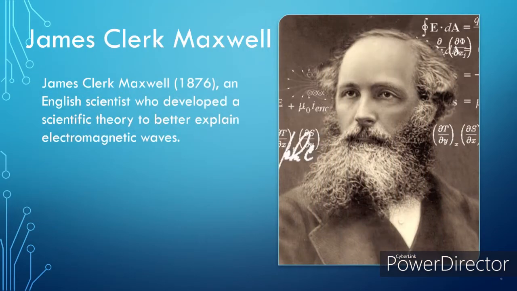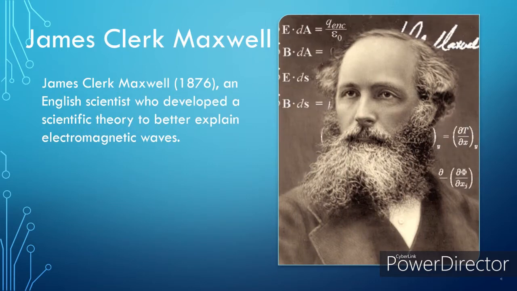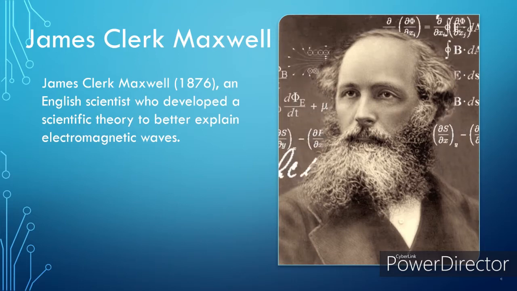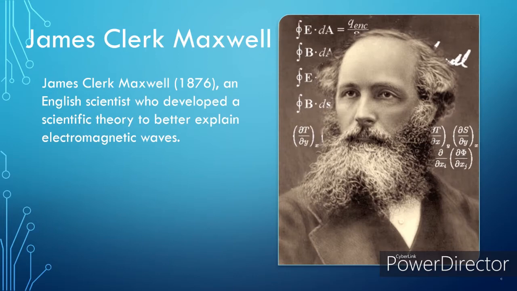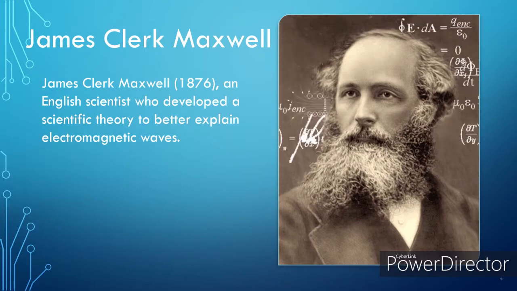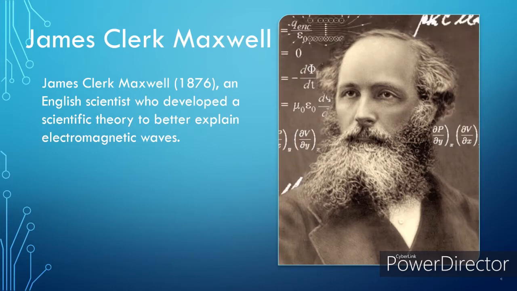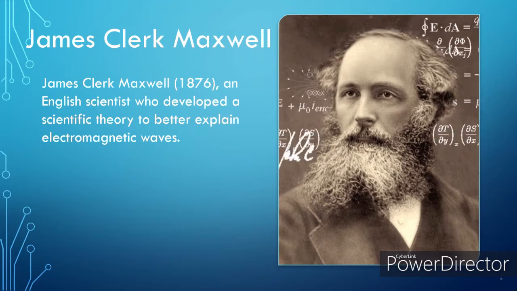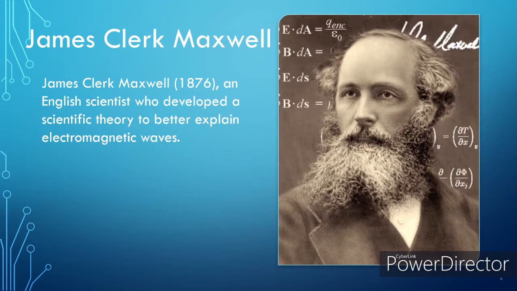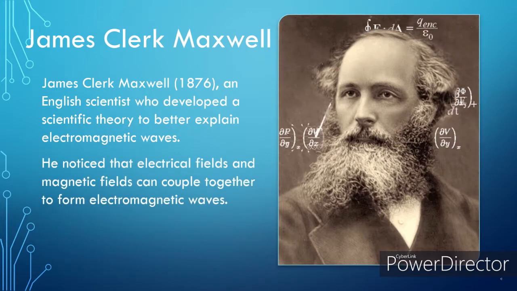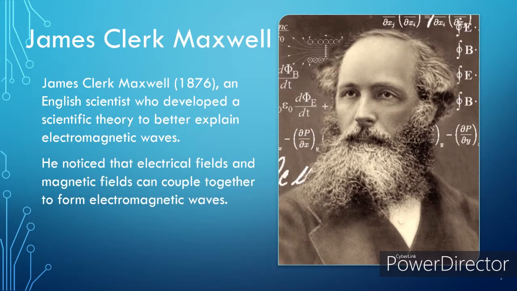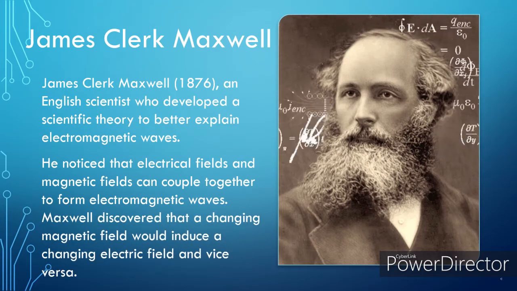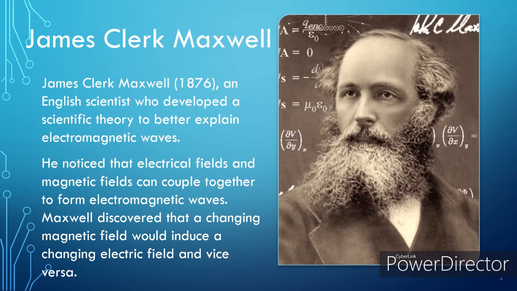James Clerk Maxwell, 1876, is an English scientist who developed a scientific theory to better explain electromagnetic waves. When Maxwell used his field theory to assume that light was an electromagnetic wave and then correctly deduce the finite velocity of light, it was a powerful logical argument for the existence of the electromagnetic force field. He noticed that electric fields and magnetic fields can couple together to form electromagnetic waves. Maxwell discovered that a changing magnetic field would induce a changing electric field and vice versa.